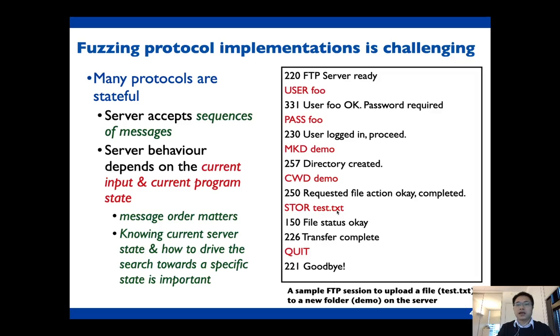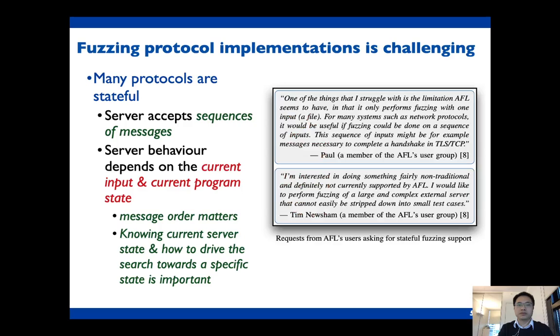On the right hand side, you see a sample FTP session in which an FTP client tries to log into the server and upload a file to a folder. The messages sent from the client are highlighted in red, and the messages sent from the server are in black color. In order to create a folder, the client needs to drive the server into a state at which the authentication has been successful. Otherwise, the server will continuously ask for correct username and password.